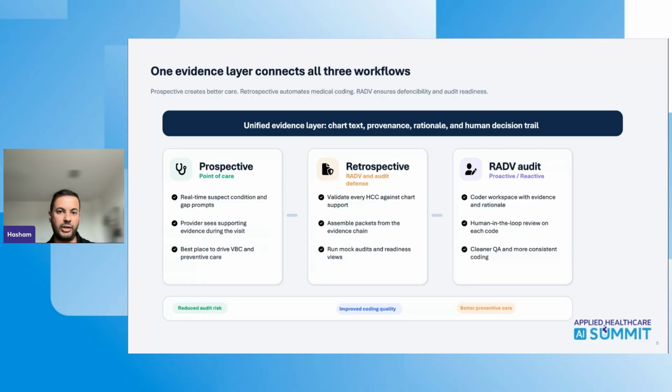The same is the case for retrospective. It's more straightforward because in retrospective, you literally have to submit the documentation for each and every code, so otherwise you cannot even code. But the idea remains the same, and the same is the case with RADV as well. We literally tie the evidence to each and every code and make sure the evidence is strong enough that it is defensible. What counts as strong enough stems from what I said in the previous slide, because it's a bit more nuanced, and we'll go over that.